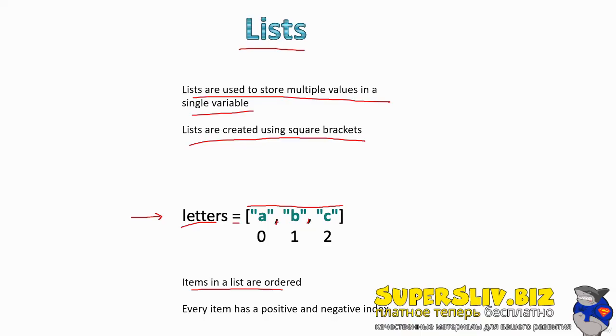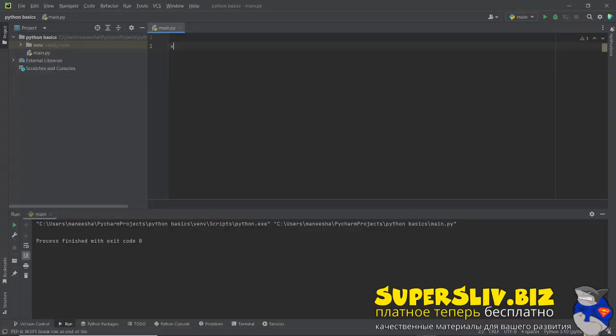So every item in a list has a positive index and a negative index. In the positive indexing system, the first item of the list has index 0. The second item has index 1. And the third item has index 2. And so on. In the negative indexing system, the last element has negative 1. The second to last element has negative 2. And the next element has negative 3. And so on. Now I am creating a list called X. Then I am adding values separated by commas.